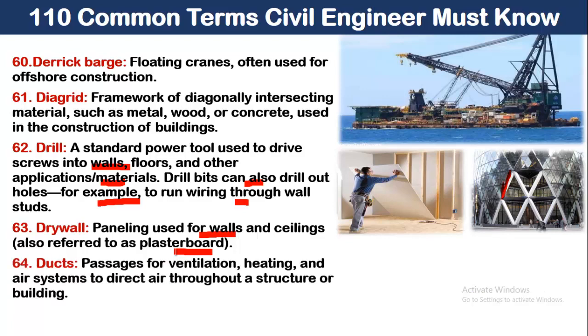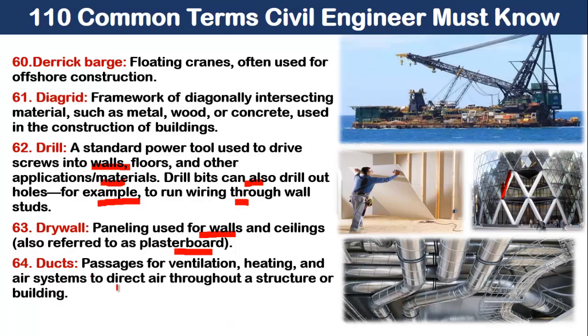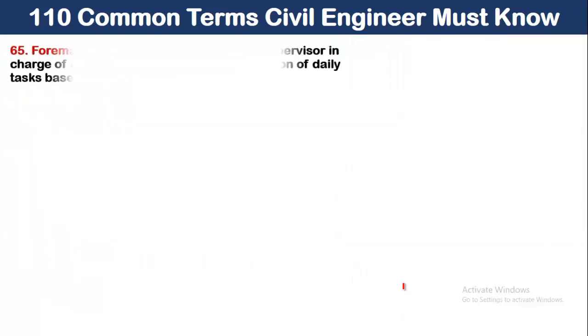Okay. Point number 64. Ducts. Passages for ventilation, heating and air systems to direct air throughout a structure or a building are called ducts. Okay, they can be of different shapes, rectangular, circular or square. These are used to cover the heating and ventilation systems or wires, etc.